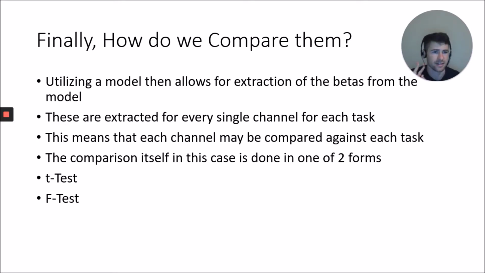Each channel has, in this case, 2 betas. The beta is going to be for each condition. We have 1 beta for left hand, 1 beta for right hand. And you're going to compare the tasks. So I want to see, does my left hand finger tapping on that channel, is that different than my right hand finger tapping? And you're going to do that using a statistical test.